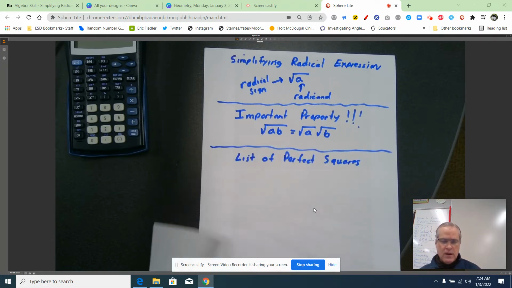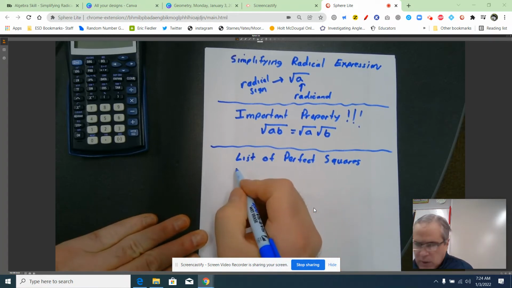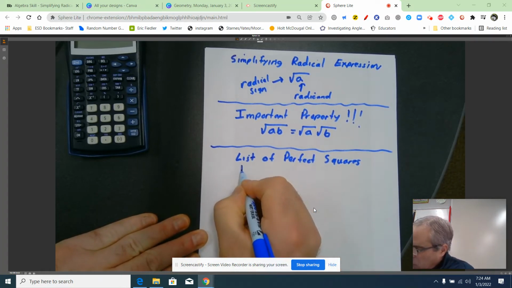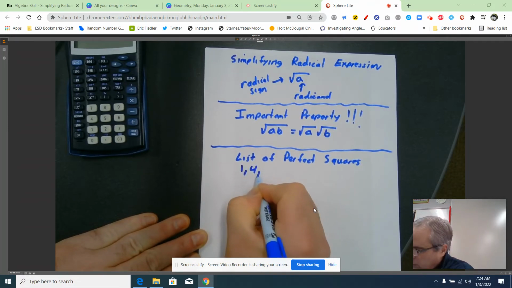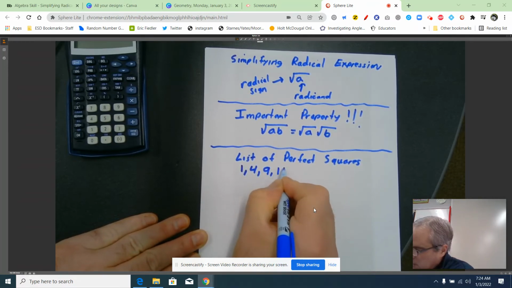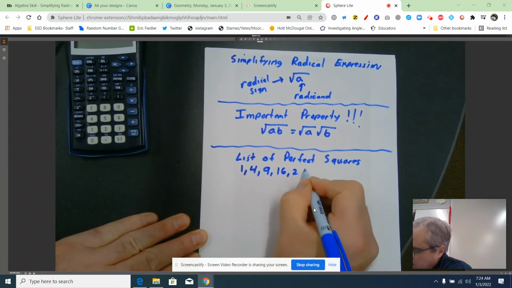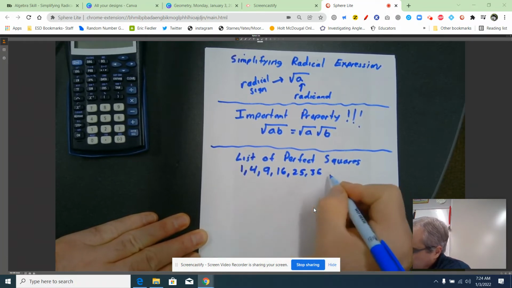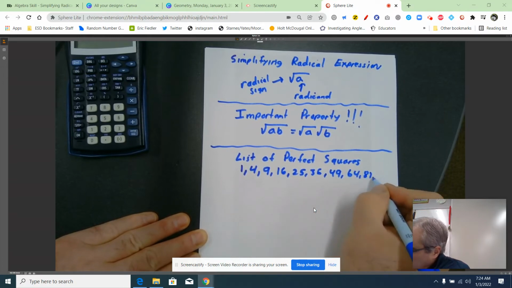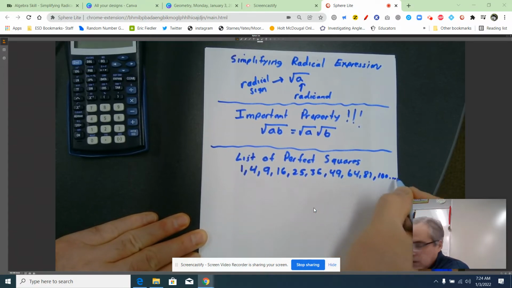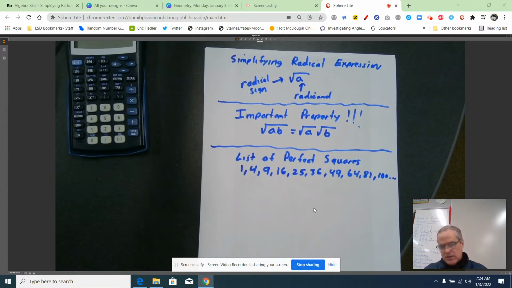The next thing that you're going to need to be able to do to simplify a radical expression is make a list of perfect squares. And here's where the list comes from. 1 squared is 1. 2 squared is 4. 3 squared is 9. 4 squared is 16, and so on. At the beginning, as you're doing this, please have a list of perfect squares at the top of your page. Okay, have it at the top.